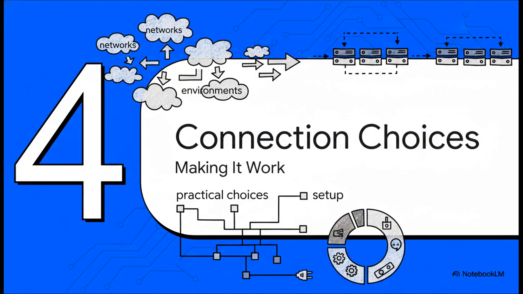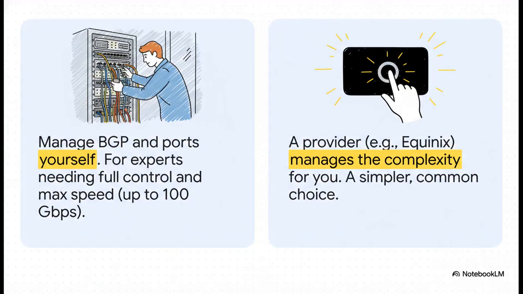Now let's talk about the practical choices you've got to make when you actually go to set all this stuff up. You've basically got two flavors here. Option one is Go Direct. This is for the serious networking experts who want to manage every little detail themselves, the physical ports, the complex routing, to get absolute max control and speed. The second, and much more common option, is to use a cloud exchange provider. Companies like Equinix or Megaport handle all that gnarly complexity for you. It's a way simpler experience, and it's perfect for most people.